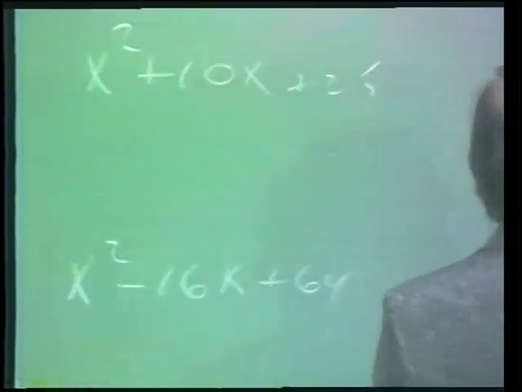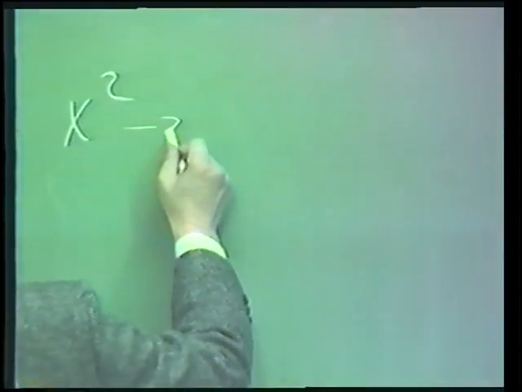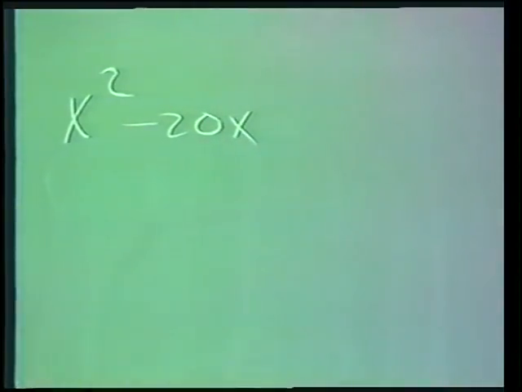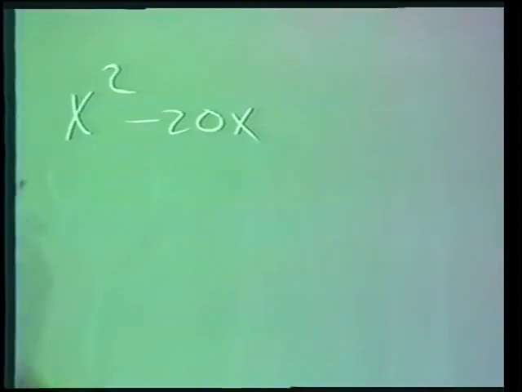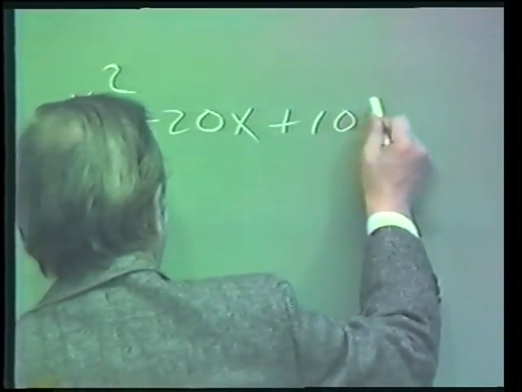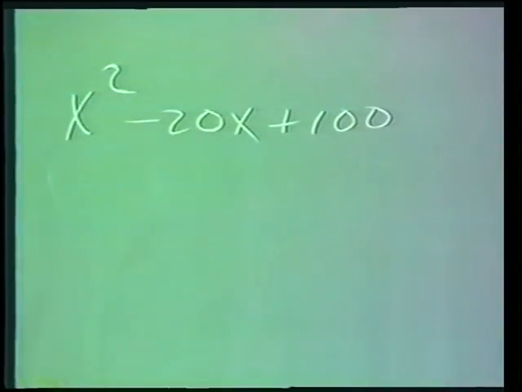Let's try another one. Let's suppose I have x squared minus 20x. Tony, what are we going to have to add here in order to make it a trinomial that's a perfect square? Plus 100. Very good, Tony. I'm impressed. I don't know how you're getting this. I don't even know if you know how you're getting it, but we'll find out.